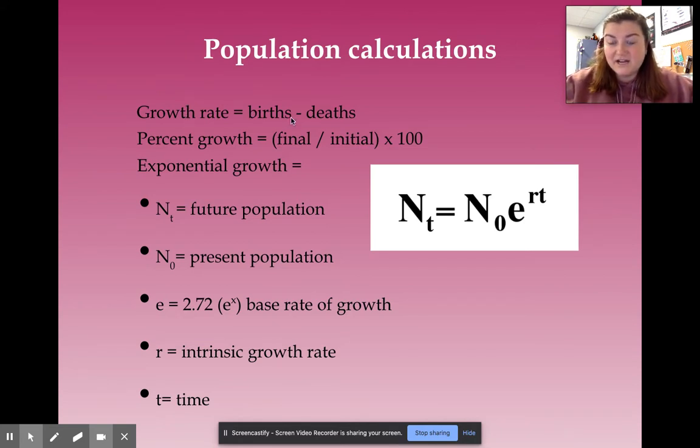The main thing that you're going to need to know is just that the number of births that a population has minus the number of deaths that a population has is going to result in the growth rate. And that makes sense, right? Because if you've got 10 otters, and they have 5 babies and 2 of their elders pass away that year, then their growth rate is 3, right? So it's pretty easy to figure out.